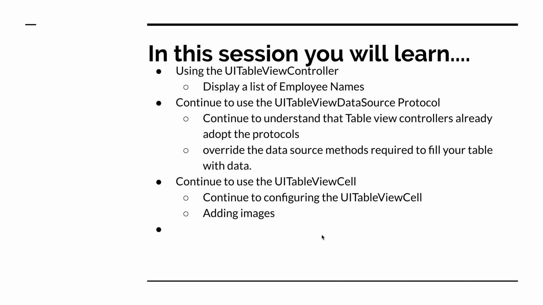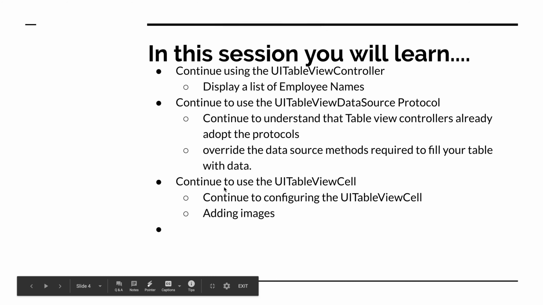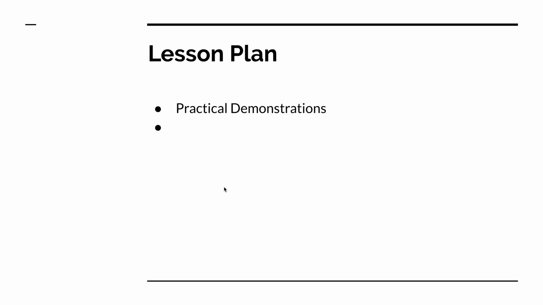In this session, you are going to learn about using UITableViewController further to display a list of employee names, which we did in the previous one, right? In addition to that, we'll be continuing to use the UITableViewDataSource protocol, that is, to override the methods to give the data items for the table view, as we have done earlier. Additionally, we are going to add images into the table view cells, right? That's the plan. The plan is to do it with practical demonstrations, right, my friends? Awesome, right? We'll do practical demonstrations on this.